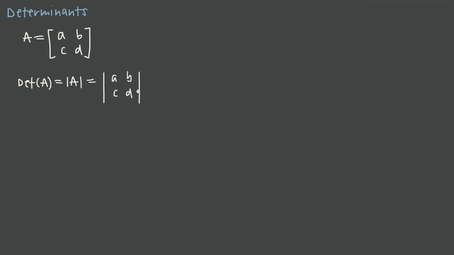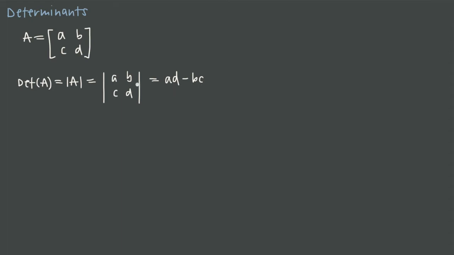So if you see a matrix with straight lines around it instead of brackets, this means you have the determinant of this matrix instead of just the matrix itself. This specifically means determinant. And so all of these things are just equal to the value in the upper left multiplied by the value in the lower right, so a times d, minus the value in the upper right times the value in the lower left, so b, c.